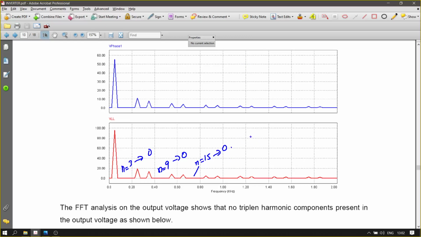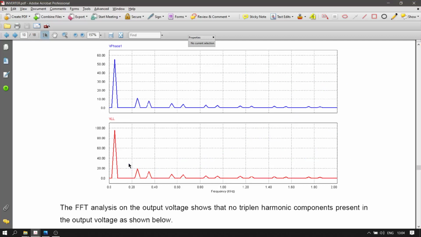Now the line to line voltage is in the form of this waveform, a slightly modified version of the quasi-square waveform. It's not simply like that, compared to the square waveform we have for phase voltage. So this is your phase voltage, and this is your line to line voltage, right?